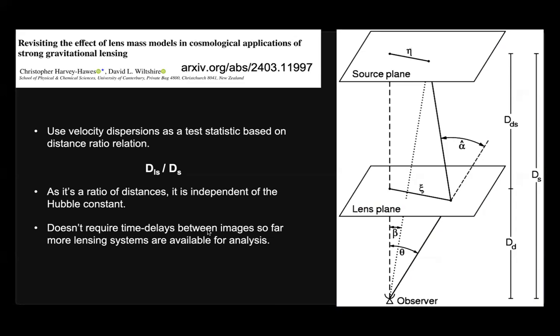And so what I'm going to do is take the measured velocity dispersion from spectroscopy, and compare that with the model predictions from different cosmological and lens models combined. And then I will minimize, in a chi-square test, to determine ideal cosmological and lens parameters, and then establish Bayes factors between models.